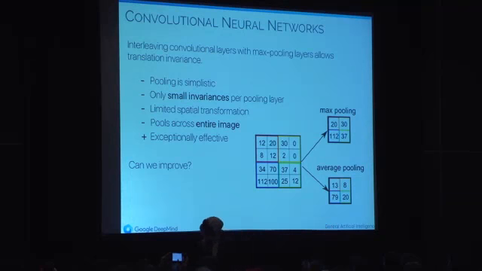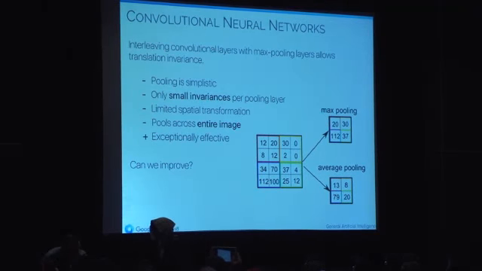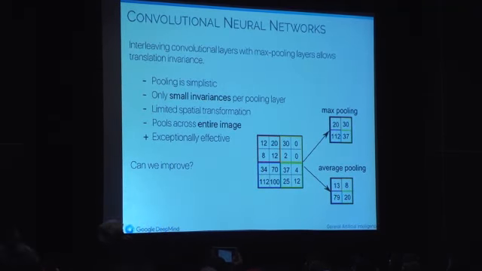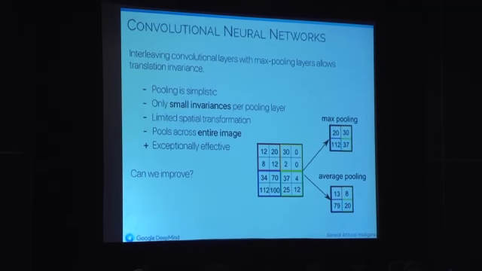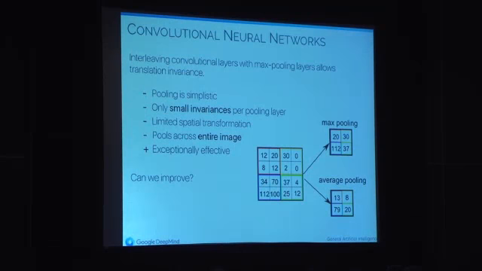But at the moment, this pooling is simplistic. You just take the max over a small window, and this window might be a little 2x2 segment. And this means that you only get very small amounts of invariance per pooling layer, which means you're only spatially invariant to a very limited amount of transformation. Also, another problem with max pooling at the moment is that you pull from across the entire input image. And obviously this is really, really effective, but the question is still, can we do better, or can we add some more functionality?